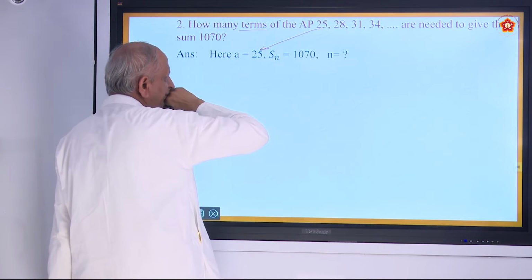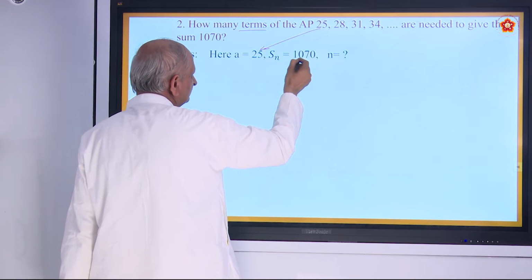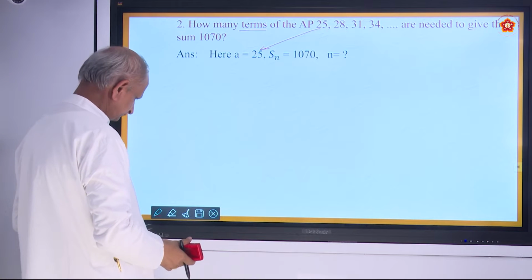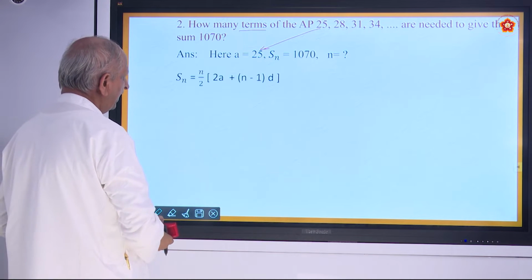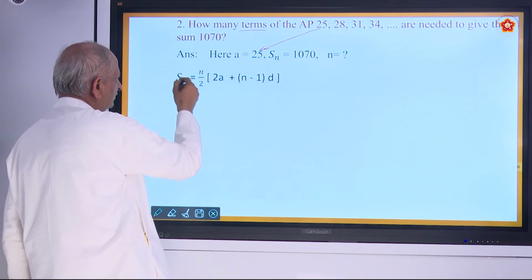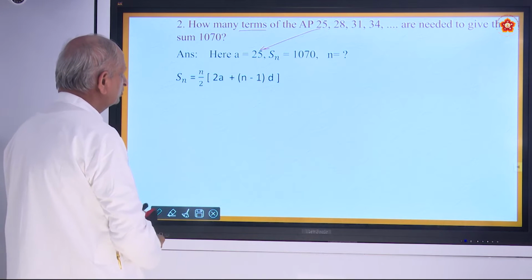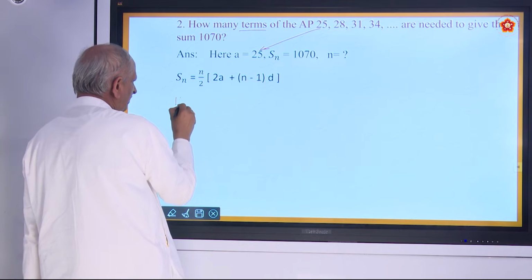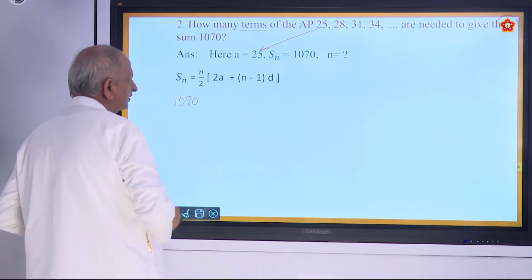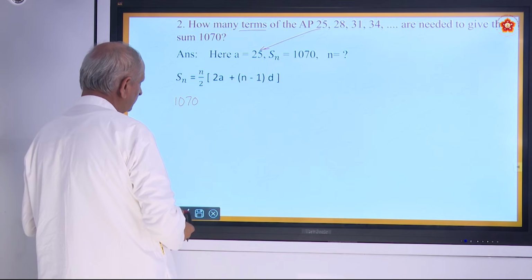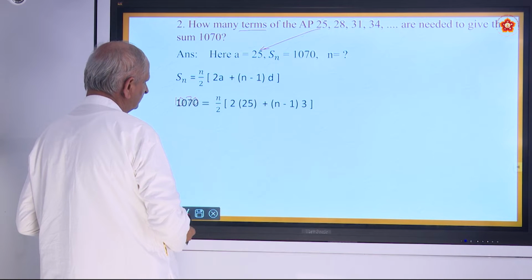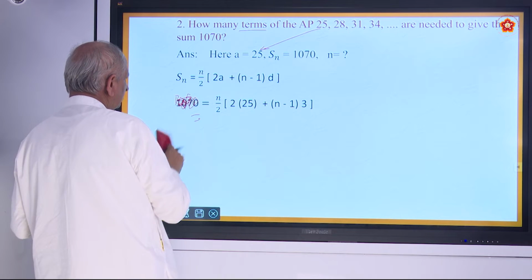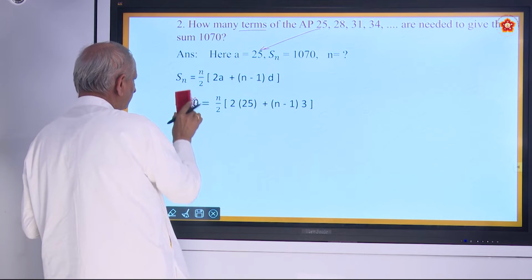First term is 25. Sn is given as 1070. They are asking for n. How to find that? Take the formula: Sn equals n by 2 into 2a plus (n minus 1) into d. So Sn is equal to 1070.